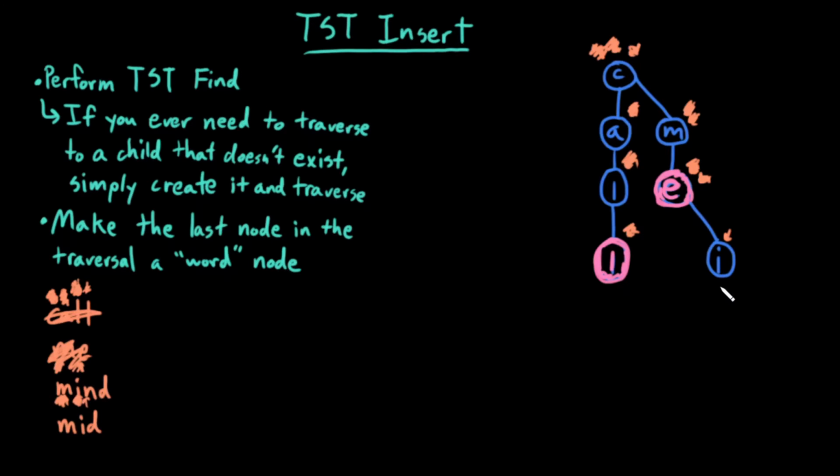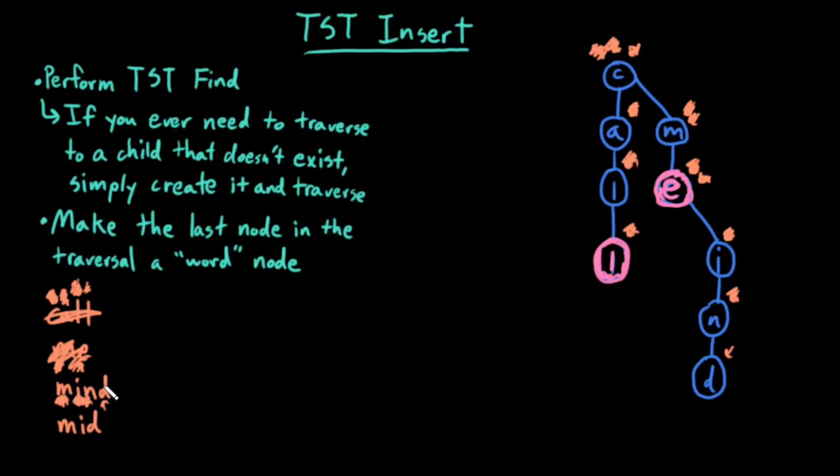But I can't, so I'm going to create a new node containing the next letter of my word. And now I can traverse down. Okay. N equals N. So I go to the next letter, and I want to traverse down because it wasn't the last letter yet, but no such child existed. So I create it. And now I can traverse down like I wanted.